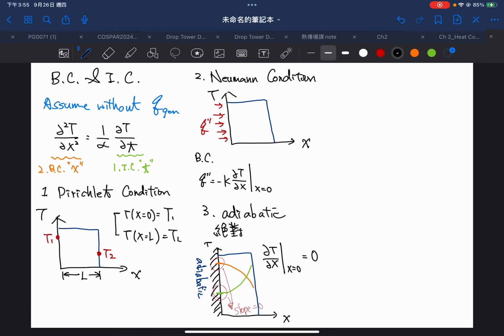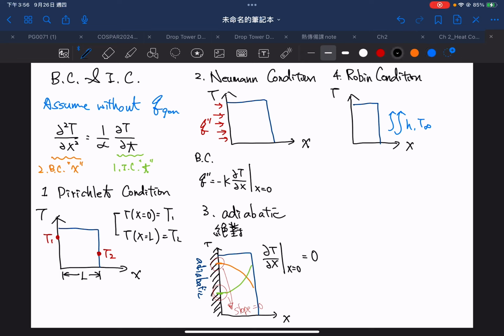Okay, then we move to number 4. Number 4 we call Robin condition. Okay, the Robin condition we already mentioned at the end of chapter 1, which means you have a wall and on the other side you have a surface convection. Okay, so let's draw it like this. Then you have a wall and you have a convection here. Then you know the H, or maybe you don't know, and then you know the environment temperature.